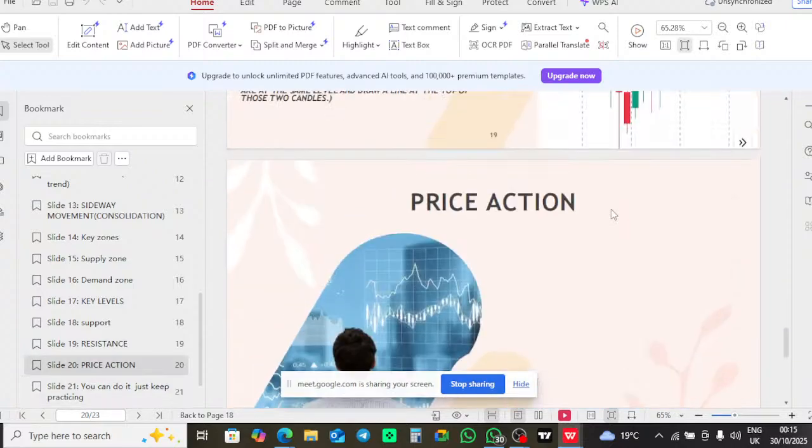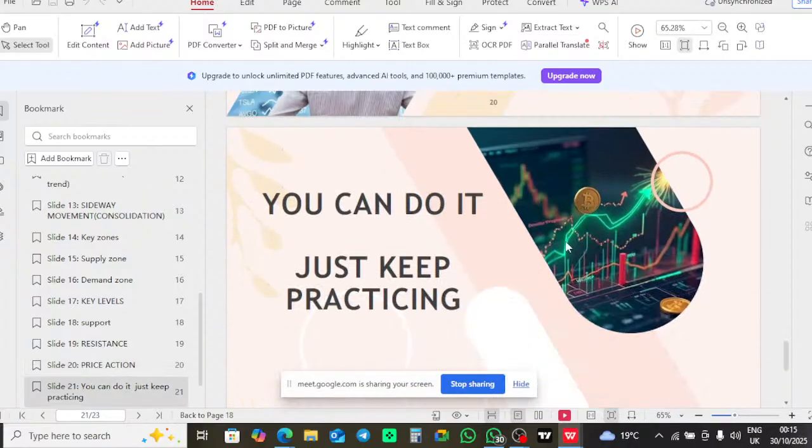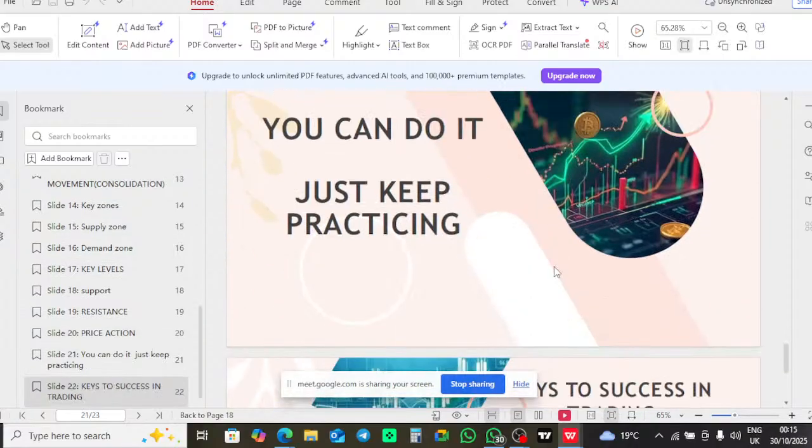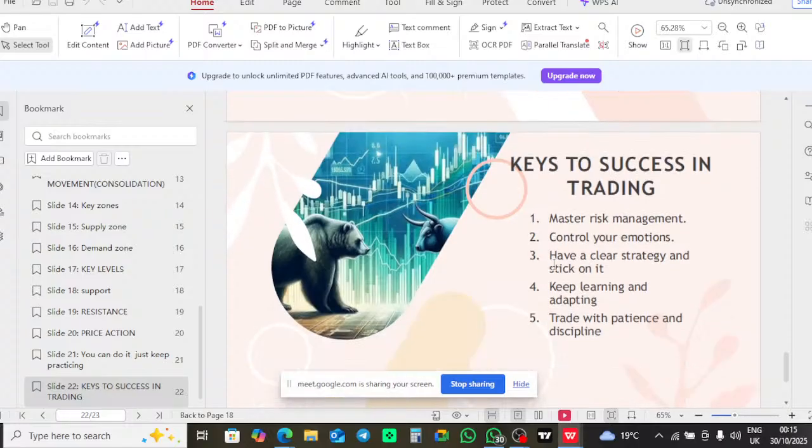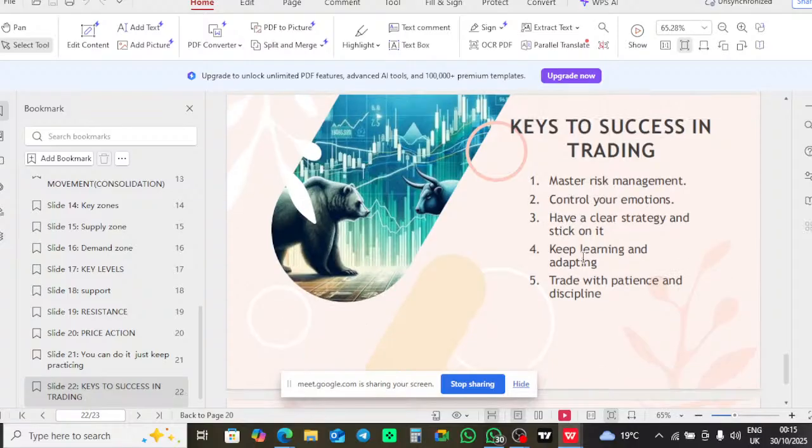Okay, we can look at price action. I have told you the price action. It is always about breaking the structure. Okay, breaking the structure, breaking resistances, trend lines. Yeah, that is price action.